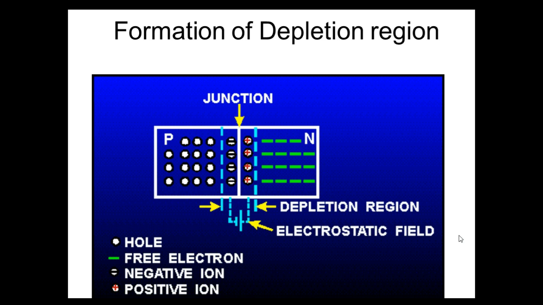Now what will happen in this particular junction? Near the junction, the holes and the electrons will recombine. At this time, the free holes are recombined, so the element will become a negative ion in the p type material. That's why it is represented with a circle with a negative mark, that is a negative ion.